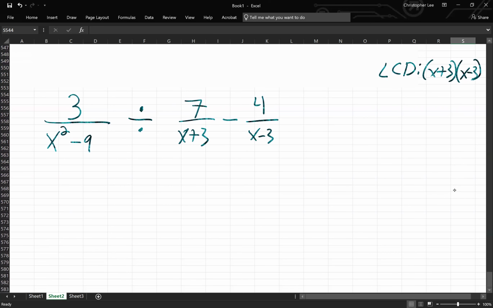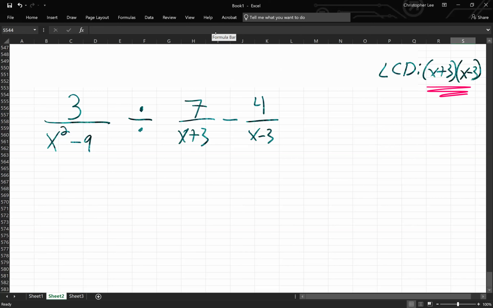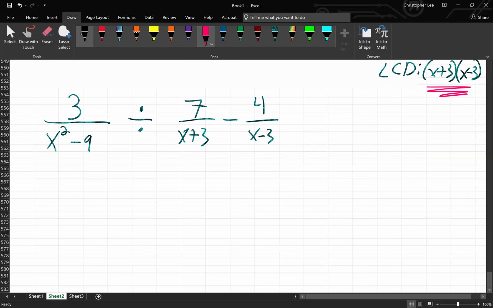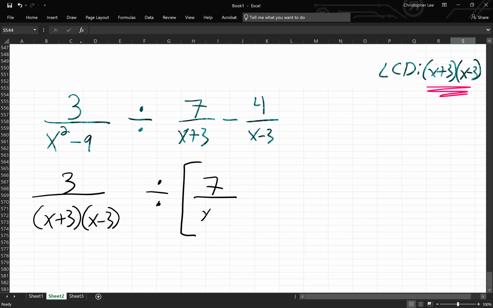So real quick, I found my LCD, which is here. Let me rewrite this just so that I can make this pop a little bit so that you can see it. This is 3 over x plus 3, x minus 3, divided by the 7. And by the way, this is all together: 7 over x plus 3 minus 4 over x minus 3.